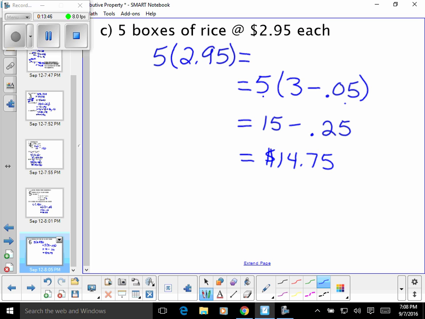$14.75. That will conclude this lesson, so scouting out.